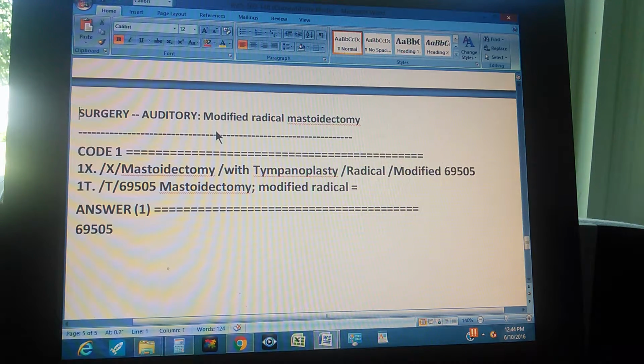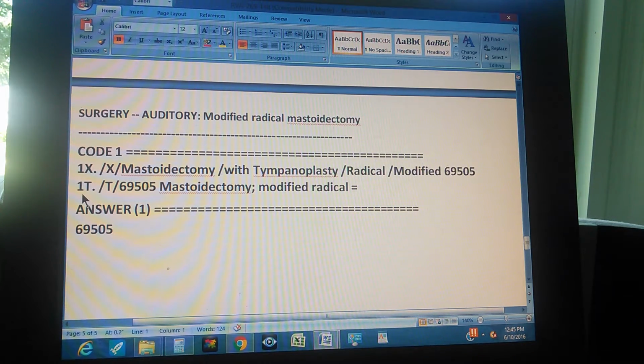This is the summary of the whole problem. It's the surgery section of the CPT book, the auditory or the ear, and the procedure is a modified radical mastoidectomy. There's only one code, and the code through the index is found like this. First you go to the index. Then you go to mastoidectomy. You start with mastoidectomy, and then with tympanoplasty, for the reasons that we explained in the tips. Then you go to radical, and then you go to modified, and you get a code next to it, which is 69505. That's the code that you get from the index.